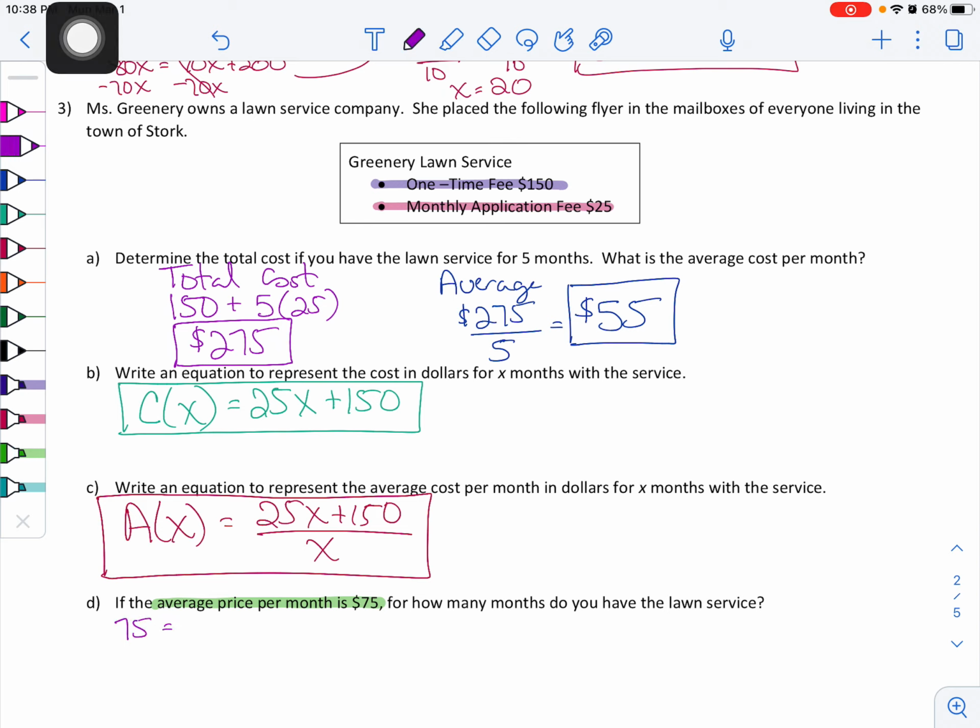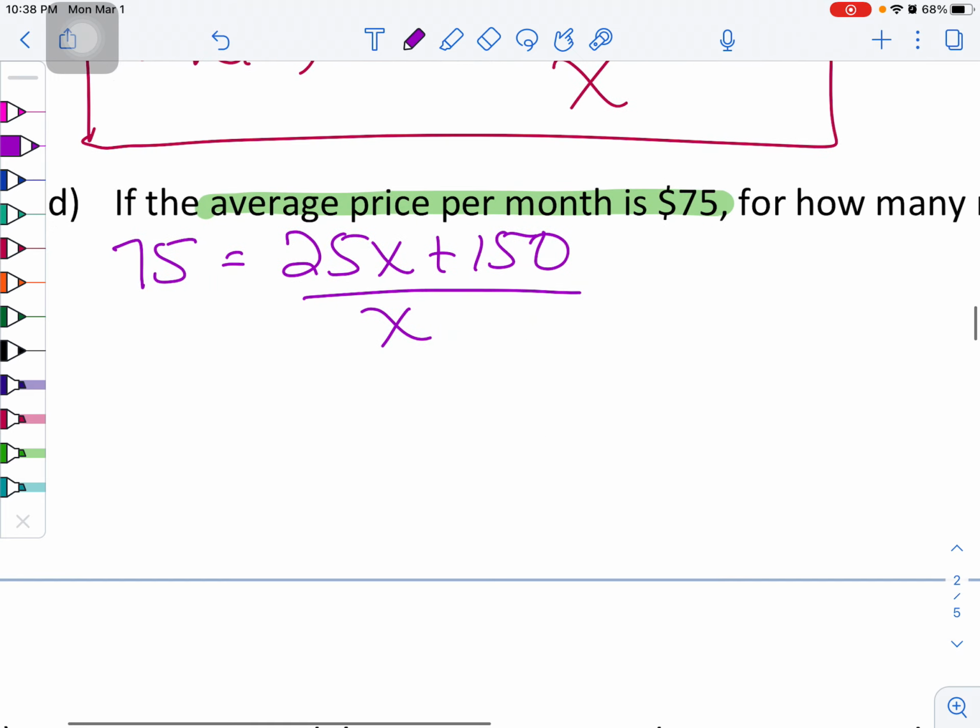Well, if we know the average price, then I want to make sure I use the average cost equation. So that's going to be 75 is equal to 25X plus 150 over X. You go ahead and zoom in on just that equation.